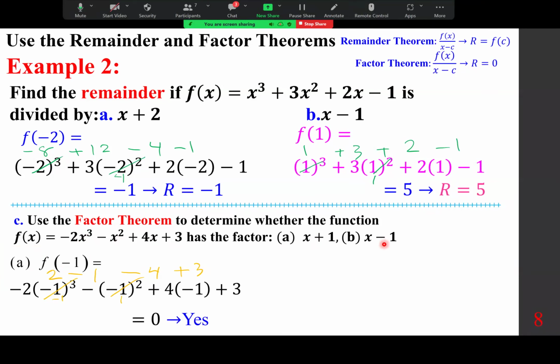What about x minus 1? We have to evaluate this function at 1.